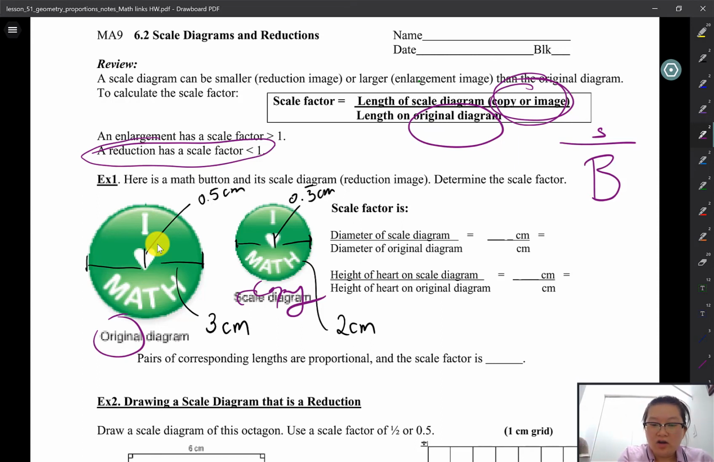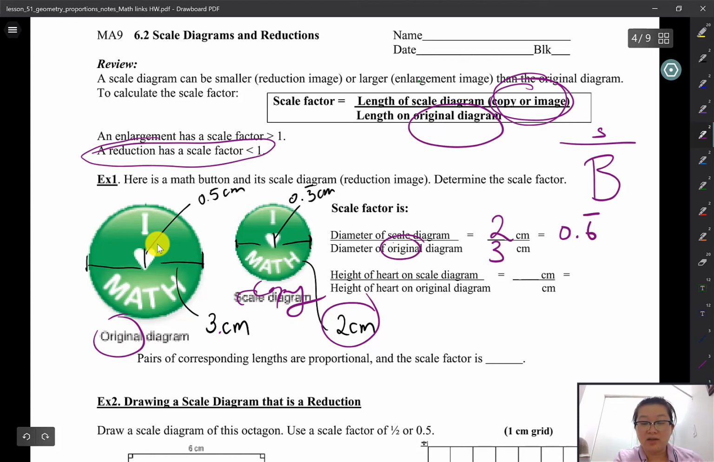What is this? This is the diameter. Okay, so the diameter of my pin, the copy, is 2 centimeters. My original is 3 centimeters. 2 over 3, that's going to give me 0.6 repeated for my scale factor. Notice it is less than 1.